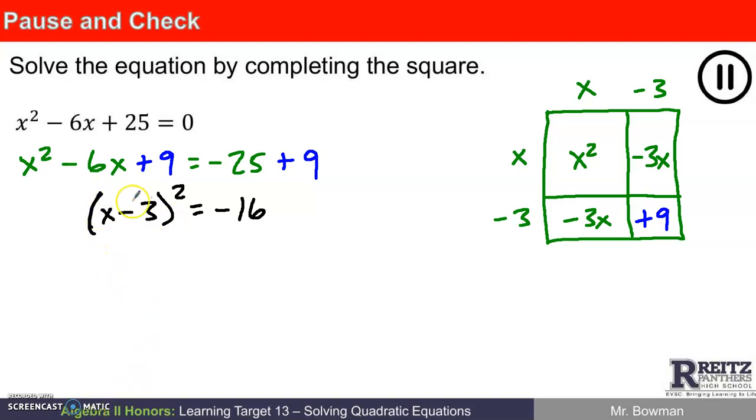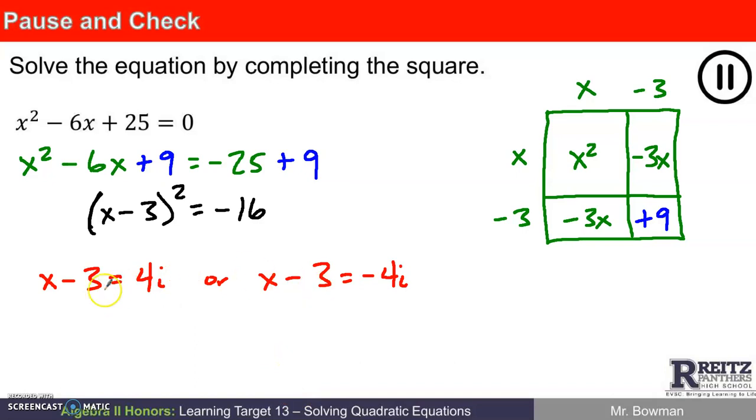And now I can use the square root property of equations to solve this equation. If something squared equals negative 16, then either that something equals the square root of negative 16. What is the square root of negative 16? It's 4i, that's right, yeah. Or that something, x minus 3, would equal the opposite of the square root of this number. The opposite of 4i, negative 4i.